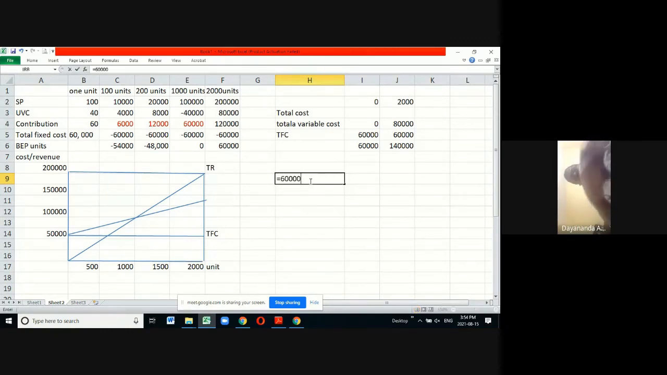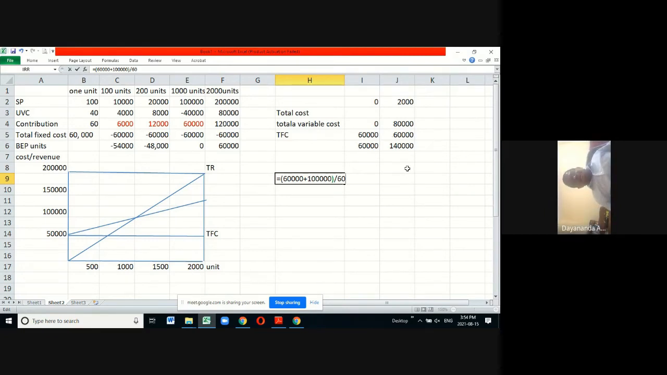60,000, which is fixed cost, plus the profit you required, say 100,000 rupees profit you need. These two figures, you have to get the total and divide it by what? Divide it by unit contribution. Unit contribution is 60. You get the answer.